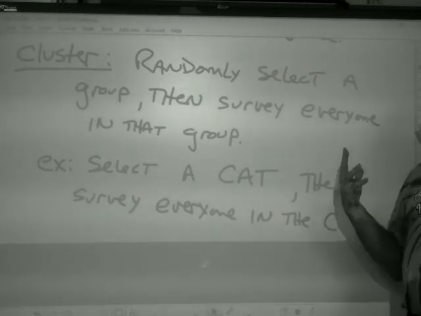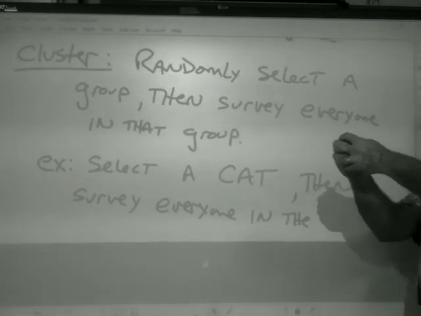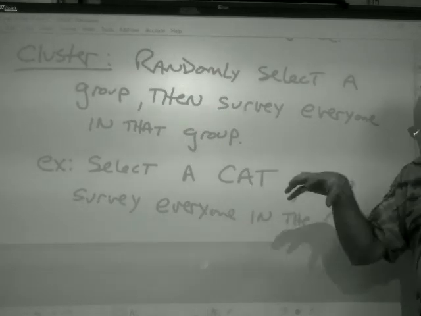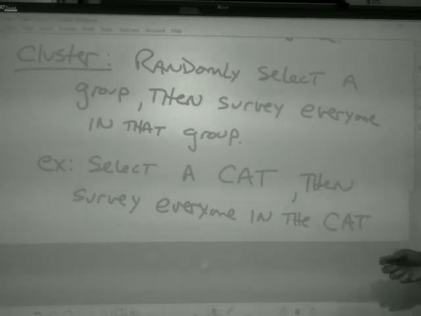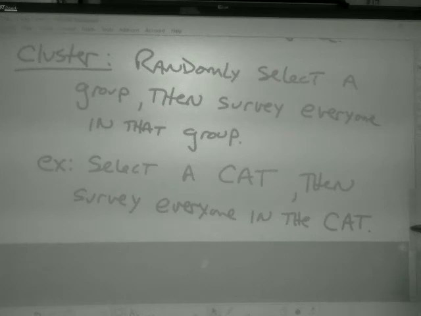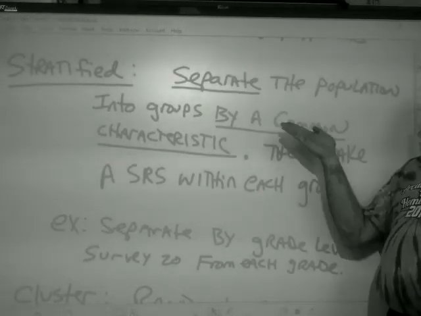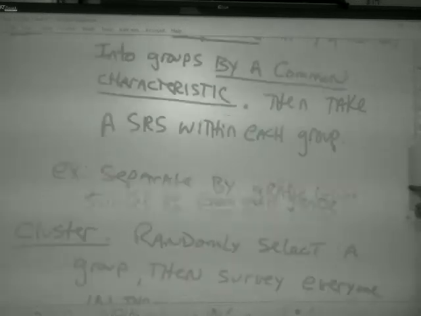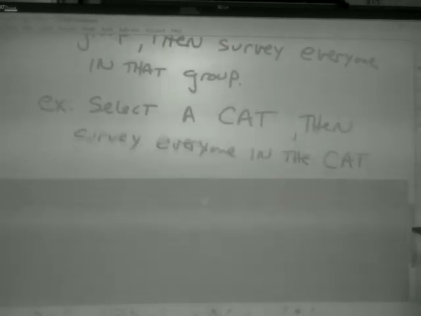I could break the city into street corners, and then I could survey everybody that lives on that street corner. I could break the school district into schools and survey everybody in one school. That's a cluster. It involves groups, but then you're surveying everyone in the group. Where in stratified, it involves groups, but then you're taking only a little bit from each group. Here, you're picking a group and then surveying everyone in that group.